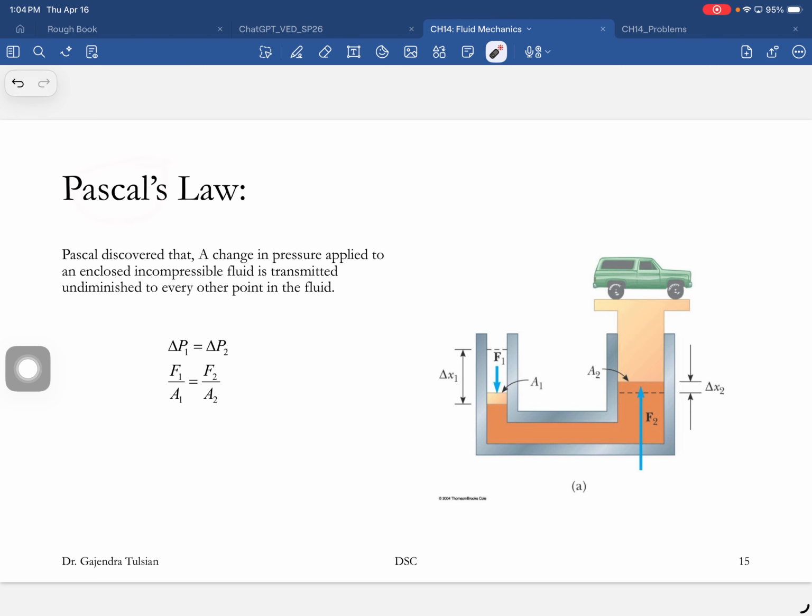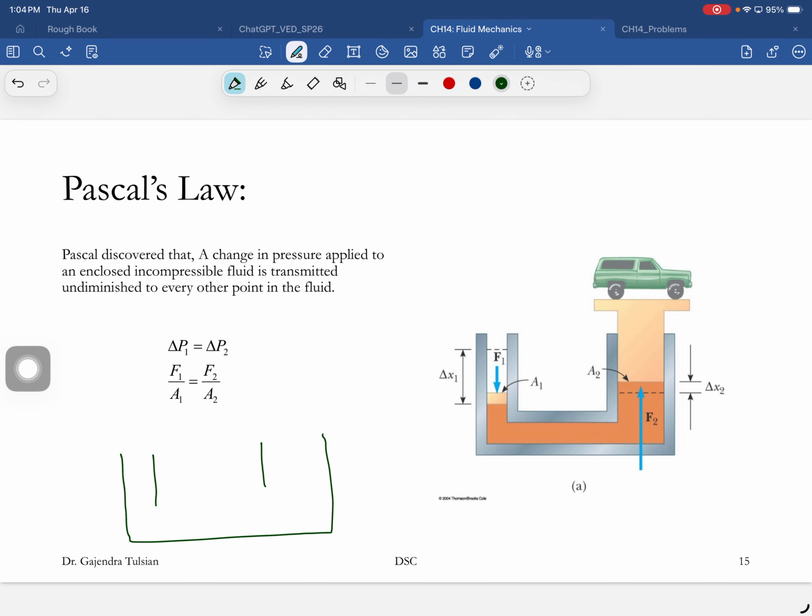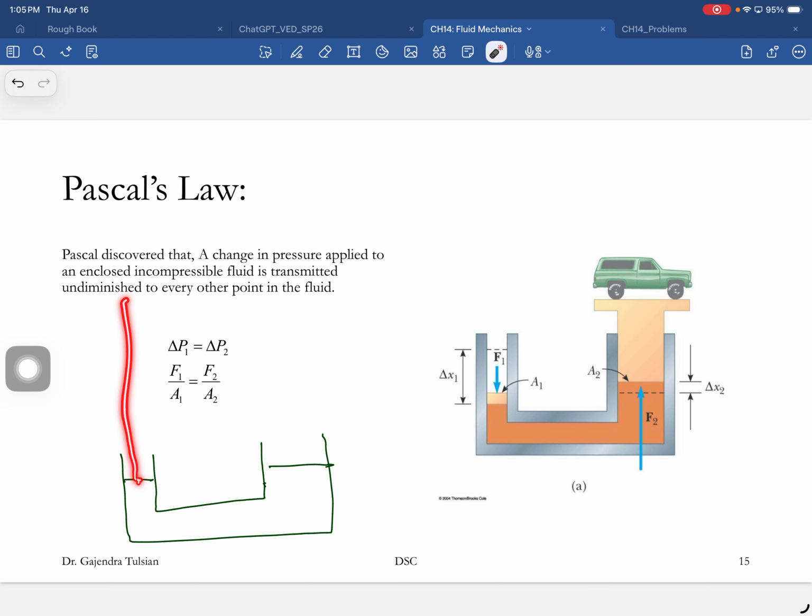Mr. Pascal discovered something interesting. Okay. Here's what he discovered. So here's an enclosed liquid. Okay. What is the pressure here right now? All right. So what is the pressure here right now? It's atmospheric pressure. The pressure here is atmospheric pressure as well.